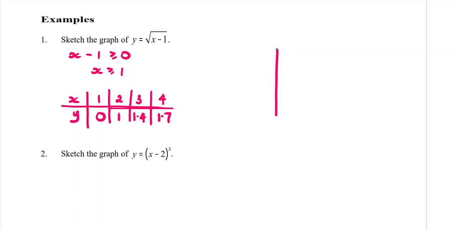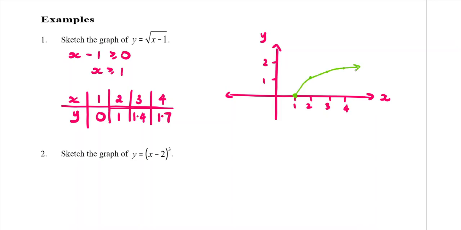So for our sketch, I'm going to do it semi-accurately since we haven't drawn many of these before. We're going to have 1, 2, 3, 4 along the x-axis, and we're going to have 1 and 2 going up the y-axis. So starting with x equals 1, I get y equals 0, so it's starting on the line there. At x equals 2, it's y equals 1. X equals 3 is 1.4. Well, that might be a bit high. Make that a bit lower. X equals 4 is 1.7. And we're getting that sideways parabola shape.